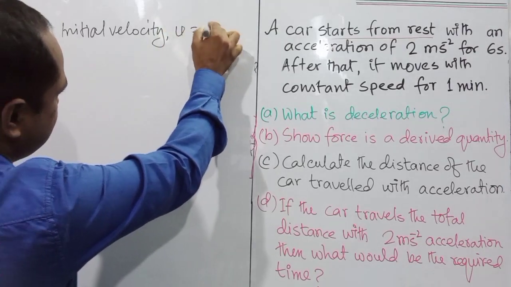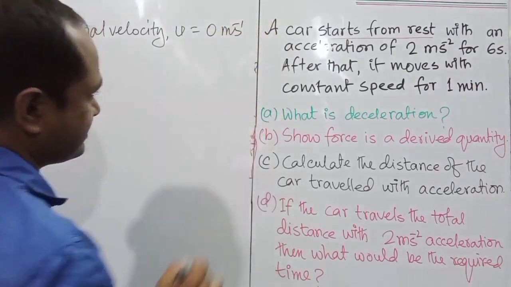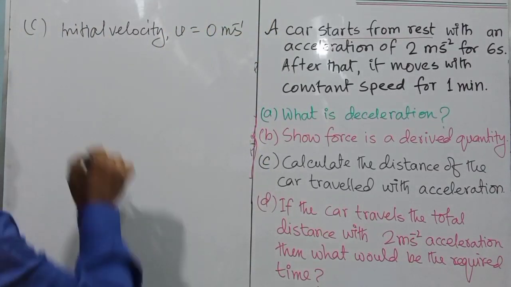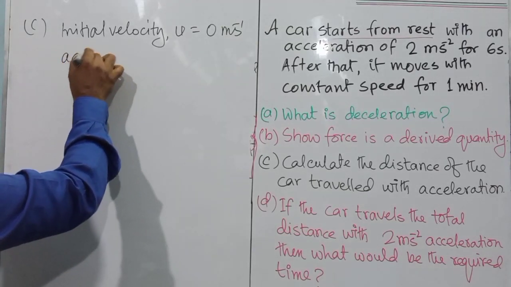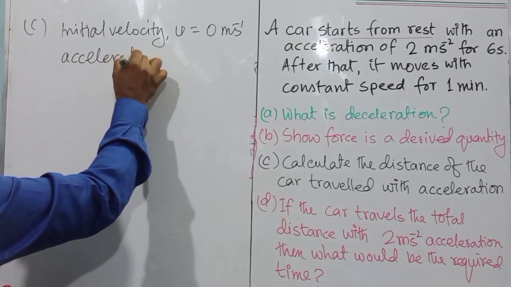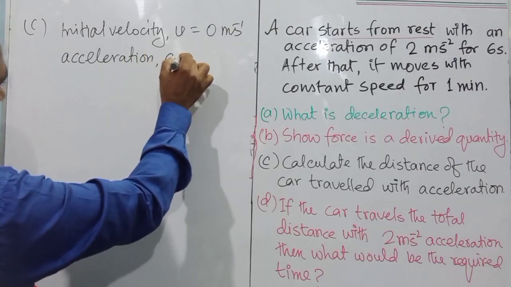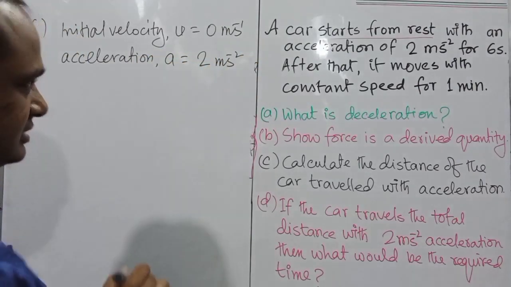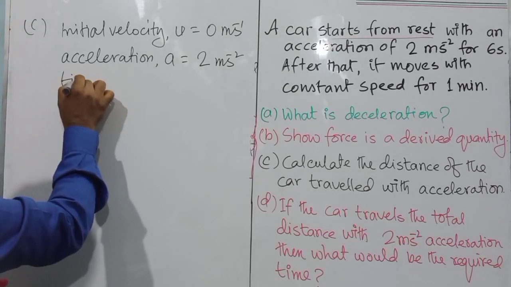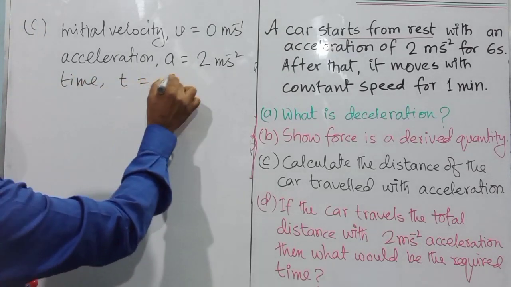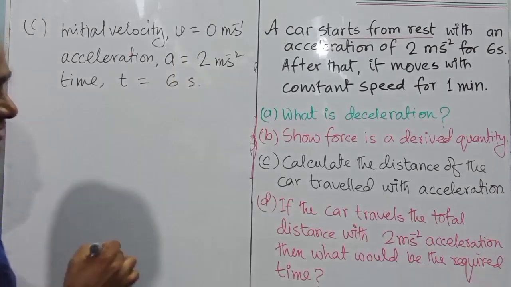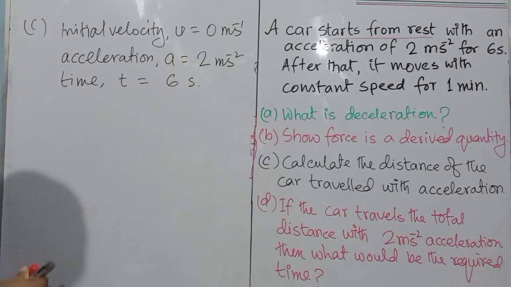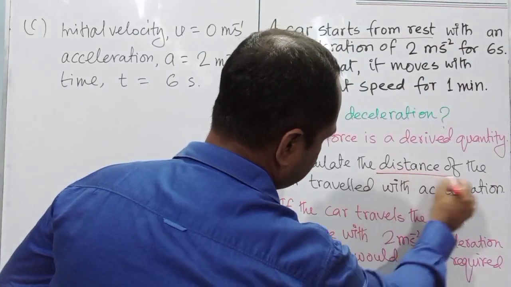denoted by u is equal to 0 meter per second. Acceleration a is 2 meter per second square. Time t is equal to 6 seconds. So we have to calculate distance.